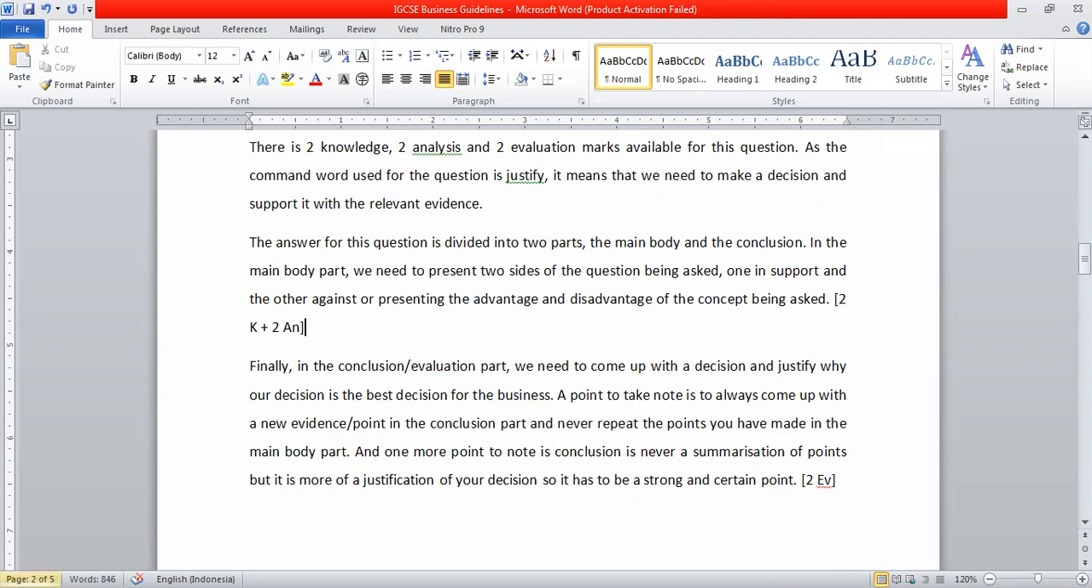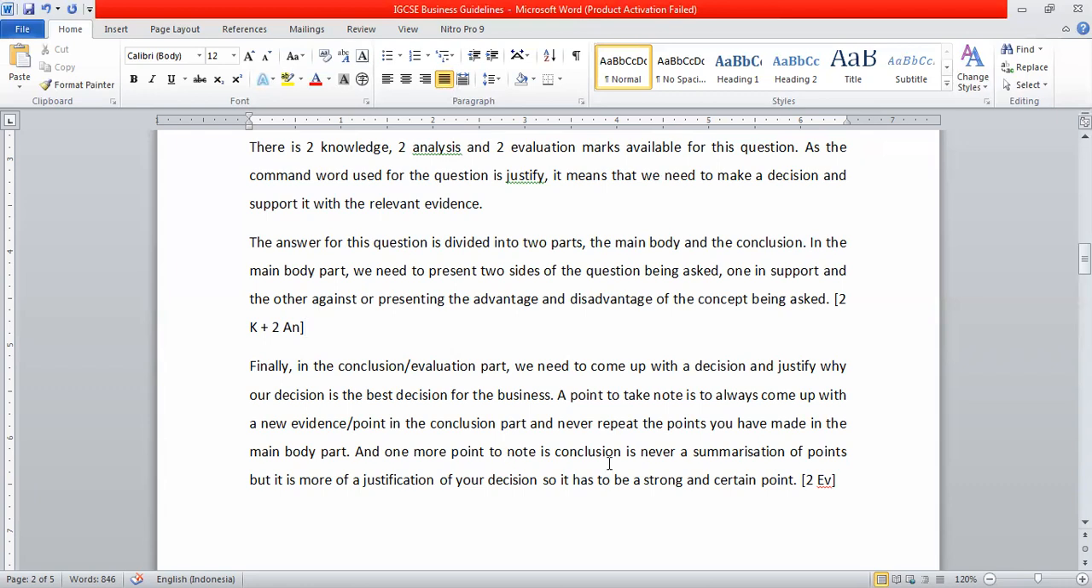A point to take note of for this part is to always come up with new evidence or a new point or new argumentation, and do not repeat the points you have made in the main body part. Never repeat. If you repeat whatever you have said above, that is called a summary. That is not an evaluation. Evaluation is not summarizing what you have mentioned. Evaluation is a justification. Why is it really, really good? You need to justify it, so you need to present it with a new point of view, not just summarizing.